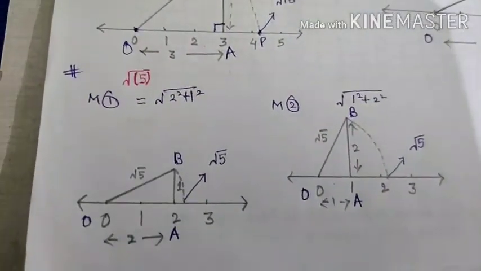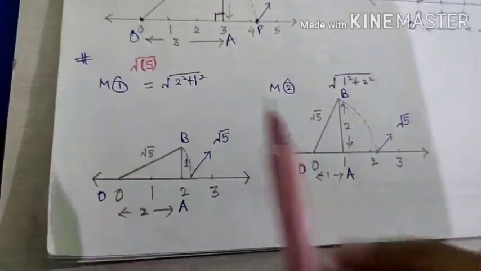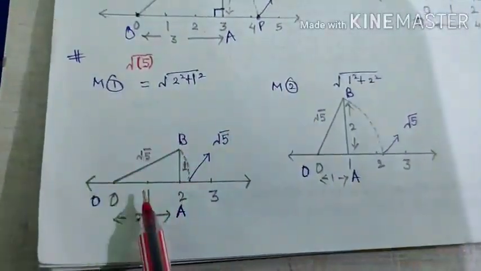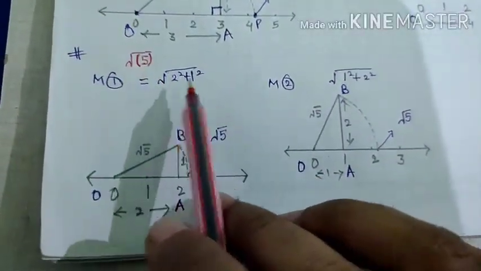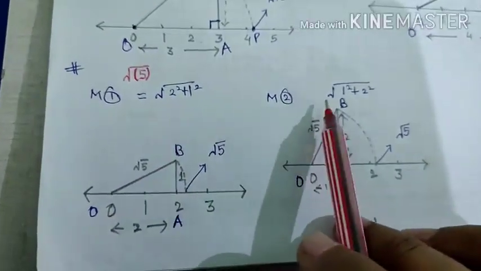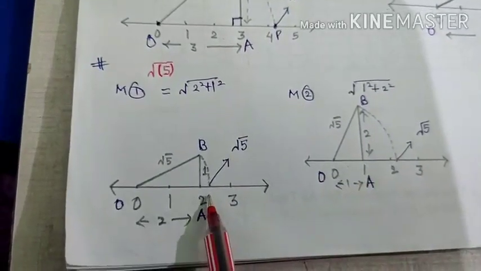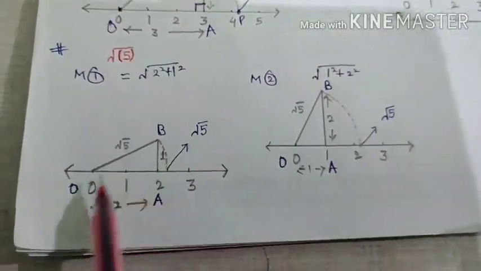Now we will understand one more, root 5, but we have two methods to represent it. We can do it in two ways. We can write 5 as root of 2 square plus 1, similarly we can write 1 square plus 2 square. Both ways will give the same answer. This method is very important. You can apply it in any question.